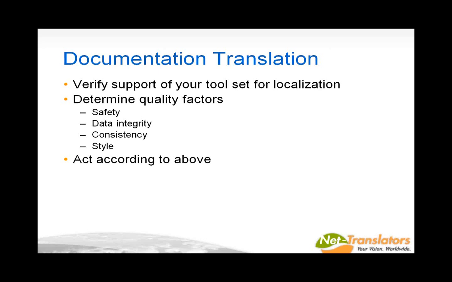Probably one of the most important things you can do is to firstly verify that the tool set you have chosen fully supports the languages you want to translate into, now and also in the future. The cost of migrating, as I mentioned earlier, to a different tool set after translation is enormous, and you may have to answer for not making a better choice. Look at the quality criteria you want, and you will need to determine what things are most important to you. And finally, take charge and act according to the criteria you have set out.